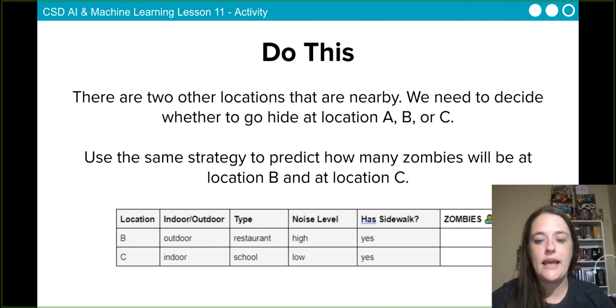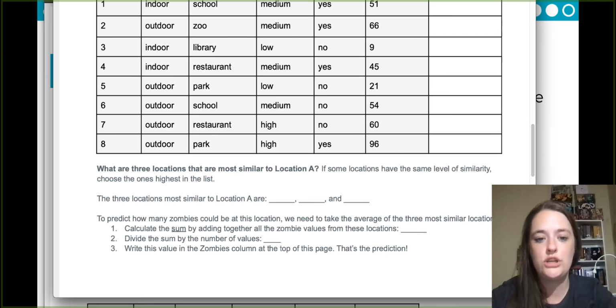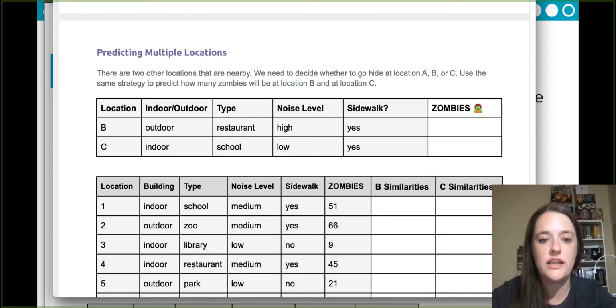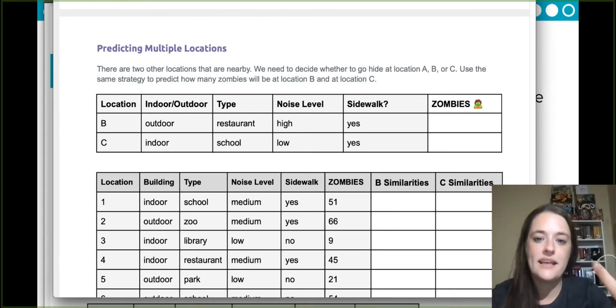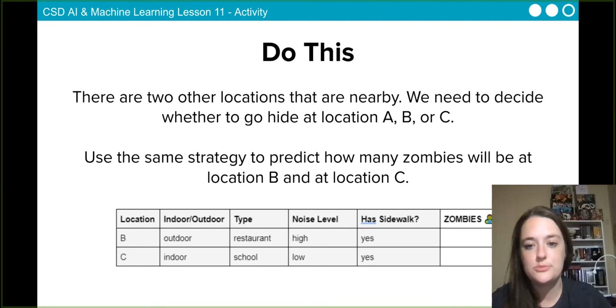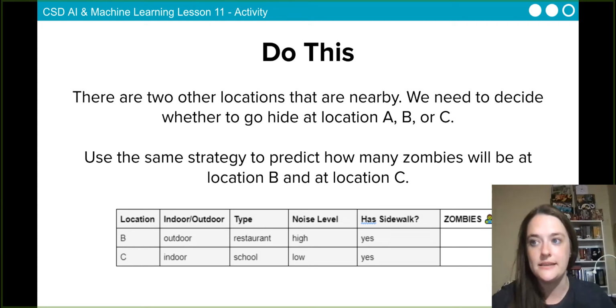So look at your activity guide, keep on scrolling down to page 3. We're going to look at B and C, location B and C. There are 2 other locations that are nearby. We need to decide whether to go hide at location A, B, or C. Use the same strategy to predict how many zombies will be at location B and at location C. Okay?